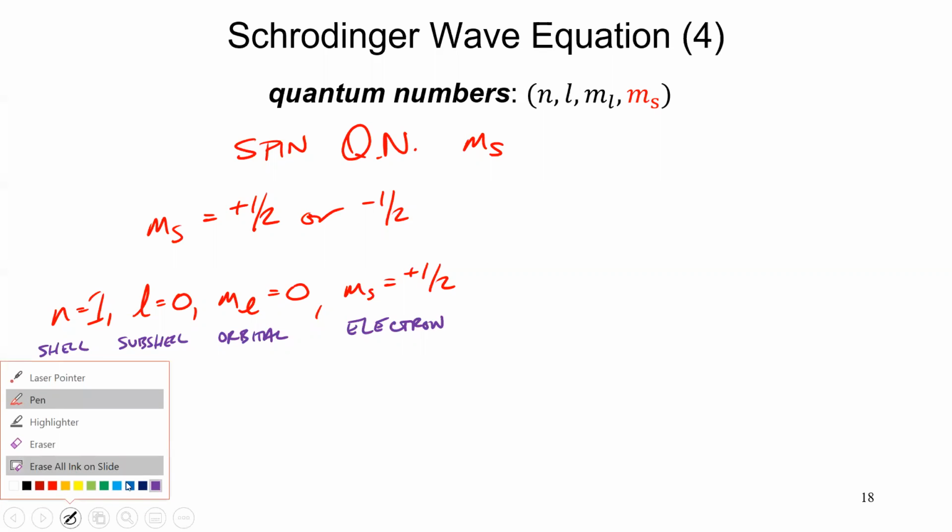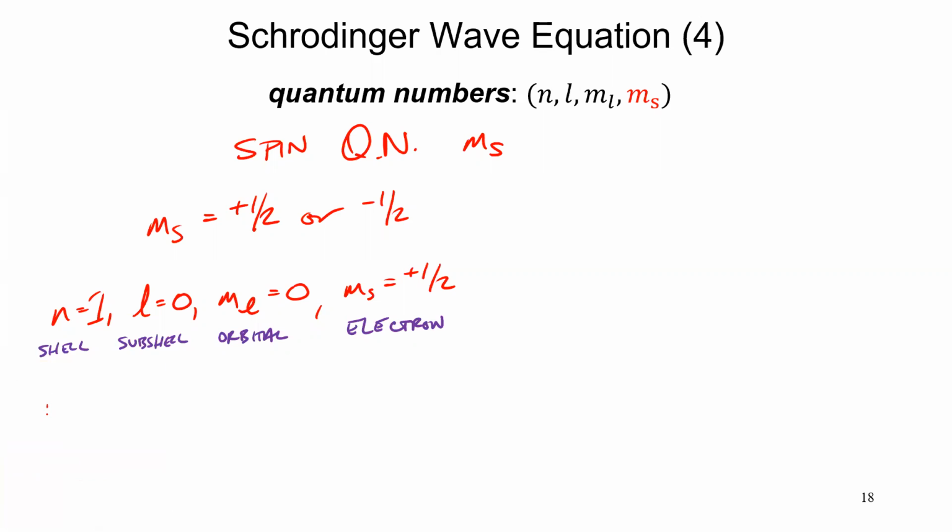And so if we come up with another set of quantum numbers, N equals 1, L equals 0, M sub L equals 0. Well, if I want to describe a different electron, I need to have a different set of quantum numbers, right? Just like in an arena, two people can't sit in the same seat. Two electrons can't have the same four quantum numbers. And so M sub S has to be -1/2.